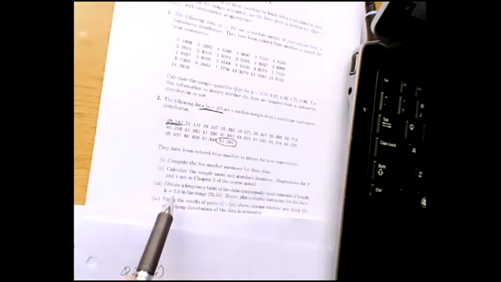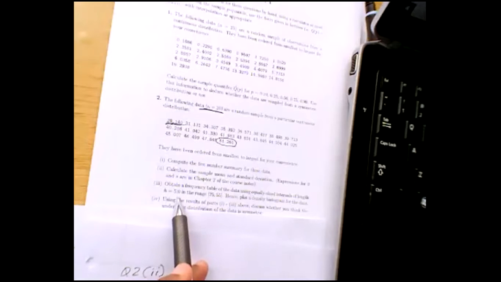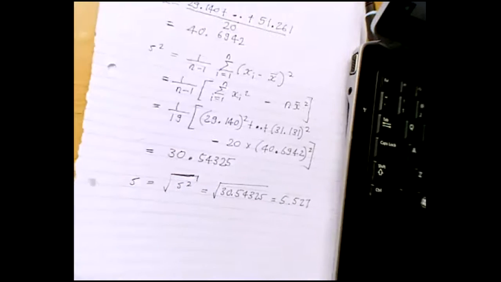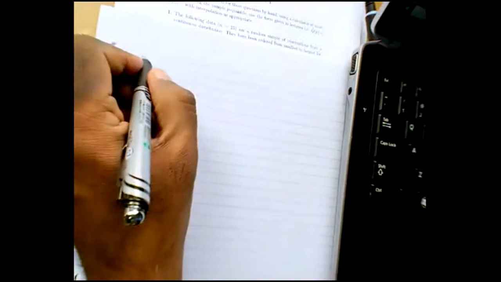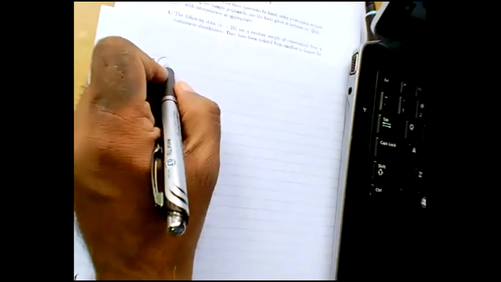The next part is to draw a histogram with intervals of length 5 and ranging from 25 to 55. All right, I think I showed you how to draw a histogram in the class. Some of you may remember, some of you may have forgotten how to do it, but let me show you once again if you forgot. So this is question two, part three.